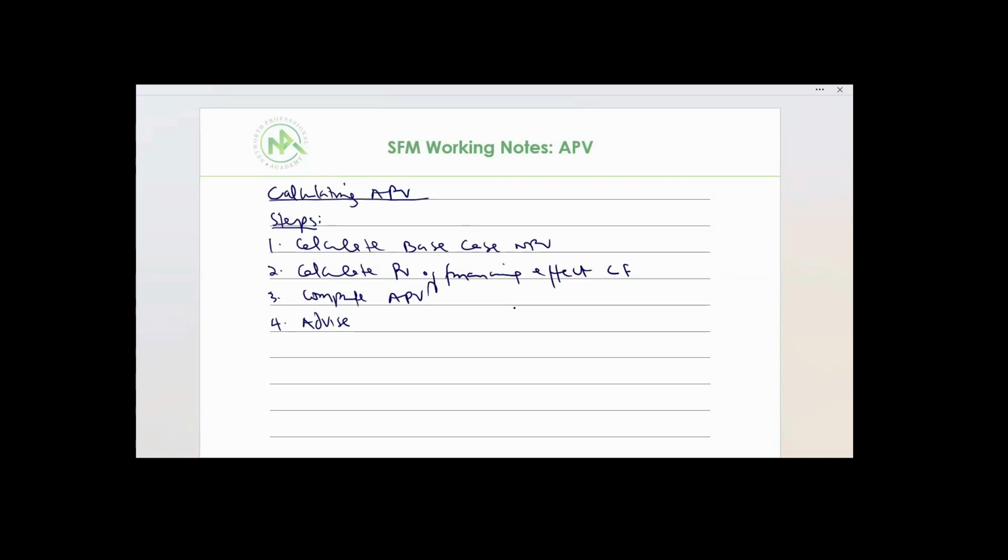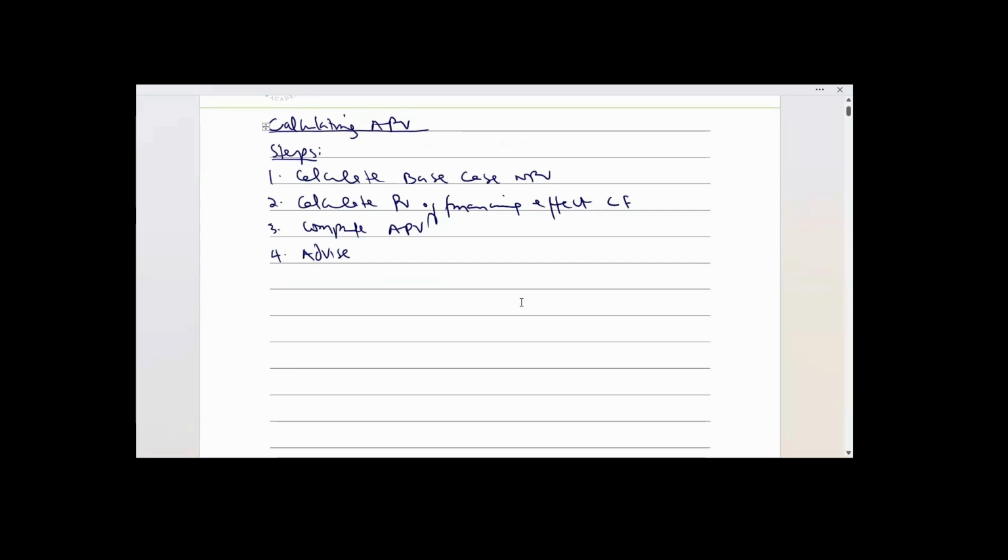You see, in step 1 and step 2, there are several procedures that you are going to carry out to determine base case NPV and the PV of financing effected cash flows. Therefore, let's take it one by one. When you want to calculate base case NPV, what are you supposed to do? So I will say A, calculating base case NPV.